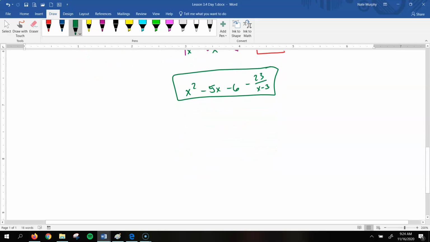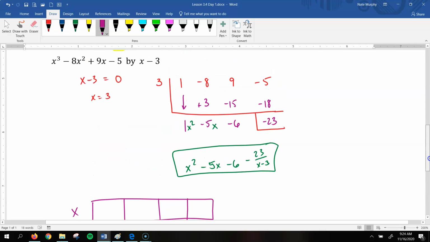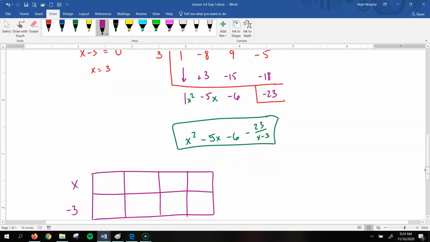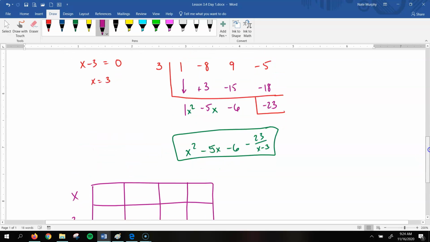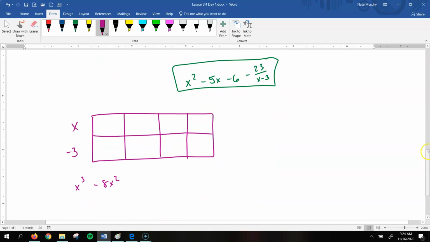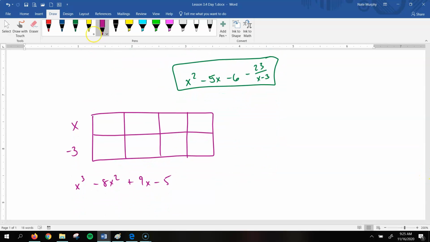Now if we'd use the box method for this one, I'll just show you maybe that last method here. We would have x minus 3 over here on the side. And again, I might need a little bit extra space here. We're dividing by x cubed minus 8x squared plus 9x minus 5. So we'll have x cubed minus 8x squared, I think it was plus 9x minus 5. Let me just double check. Yeah.